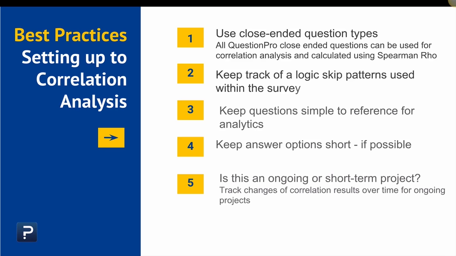Number 5 is, is this an ongoing or short-term project? I would say it's important to be able to track changes of correlation results over time for ongoing projects. If it's short-term, you get your results, that's it, the end. But if you are looking at the changes of correlations, if the strength of variables do change, it is worth tracking, and we do have tracking tools available through QuestionPro.